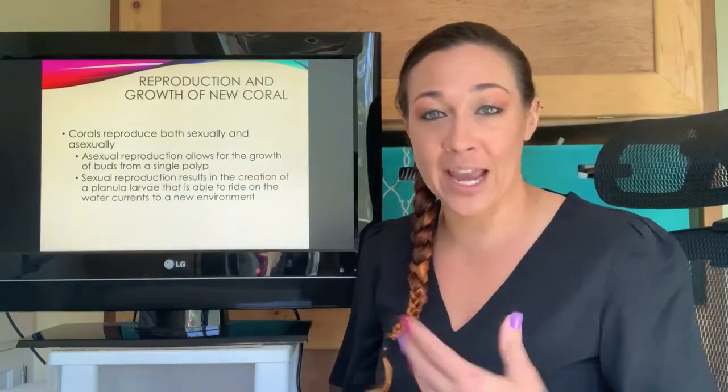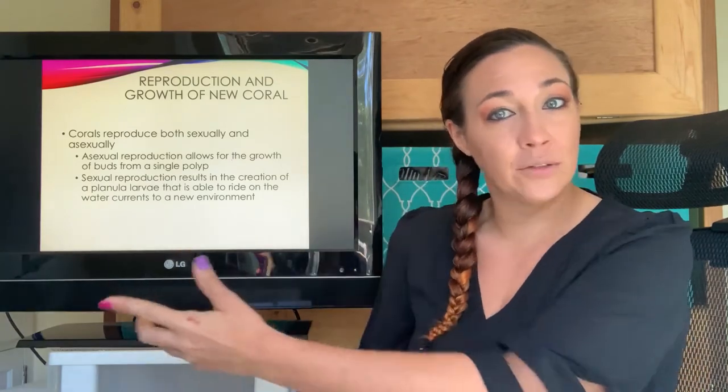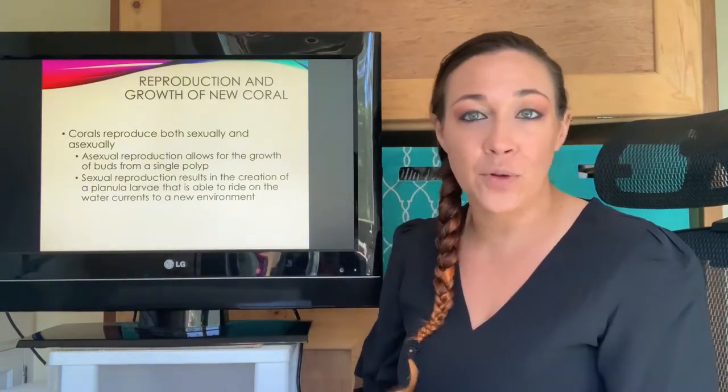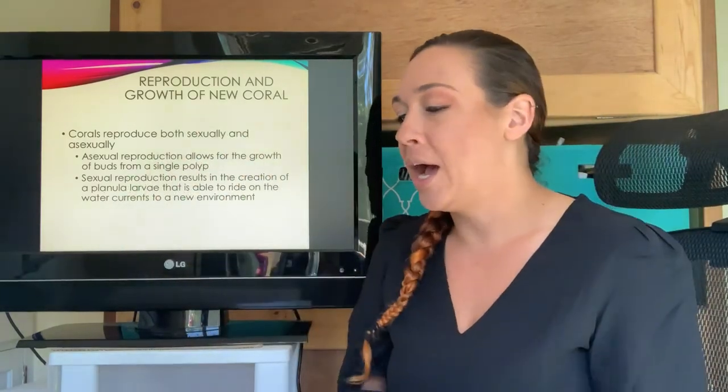Okay, that's known as budding, that's asexual, right? There's no sexual recombination. It's just a little clone of you that buds off. That's how each one of those coral polyps can come to arise. There's one, and then they grow another one, and then they grow another one.